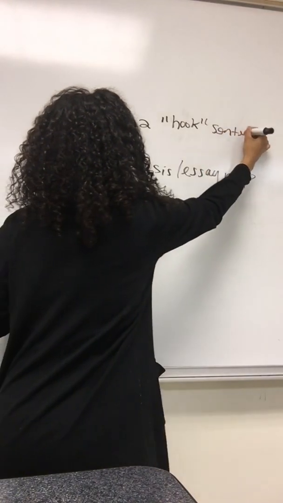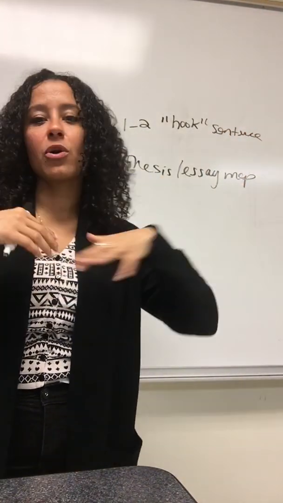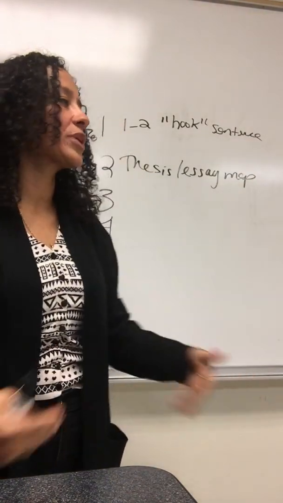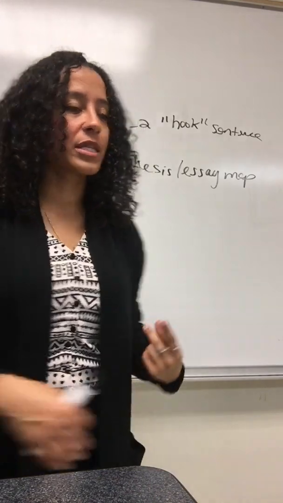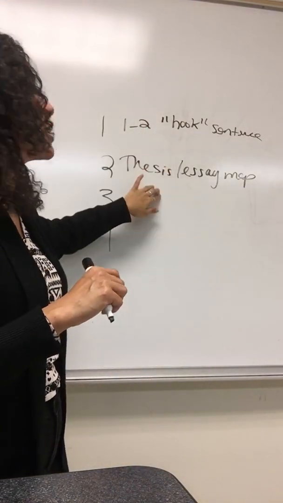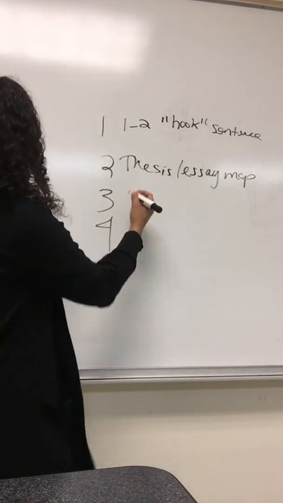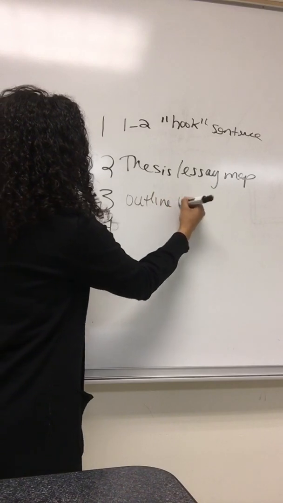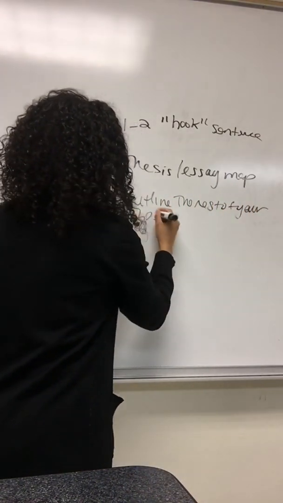So these are sentences that introduce your work. You can include an anecdote, a story. You can tell the reader how you came up with your topic, but it's a hook sentence to capture your reader's attention. So after the first 1 or 2 sentences for the hook, then include your thesis and your essay map. The third part is to outline the rest of your paper for the reader.